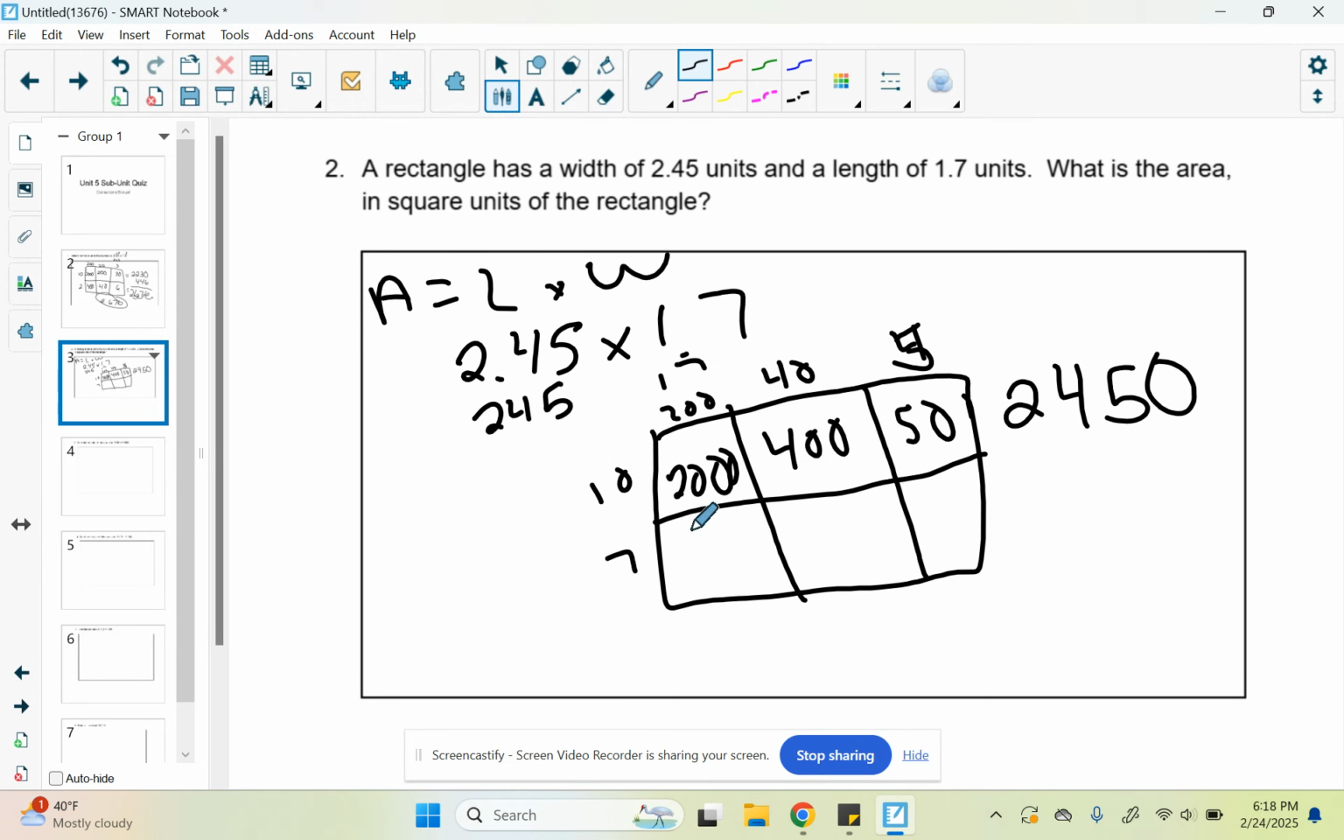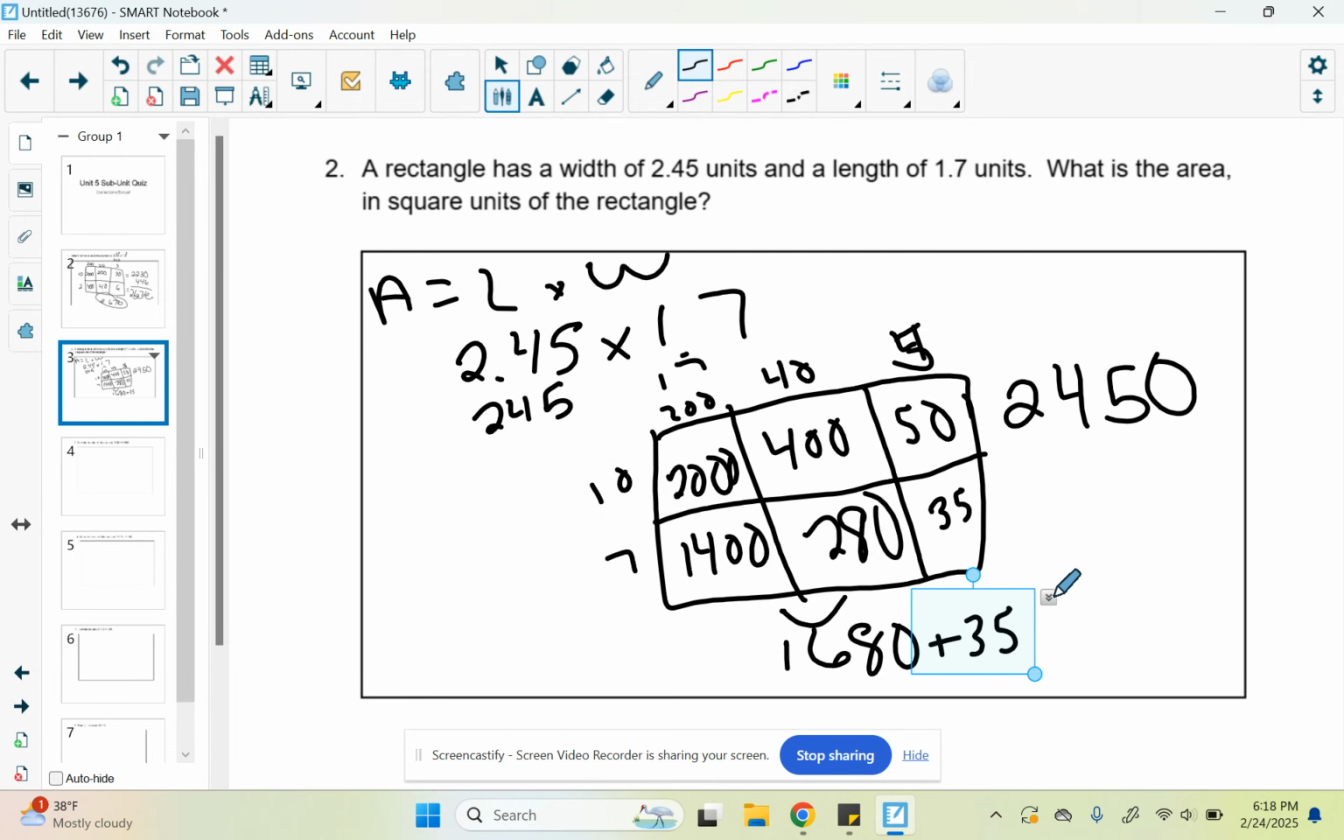All right, 200 times 7 is 1,400 because 2 times 7 is 14. Add your 2 zeros. 40 times 7 is 280, because 4 times 7 is 28. Add your 0. 7 times 5 is 35. 1,400 plus 280 is 1,680, plus another 35 would be 1,715.